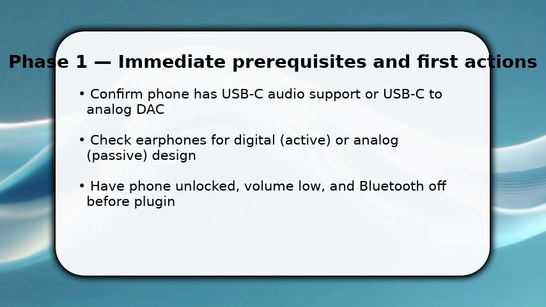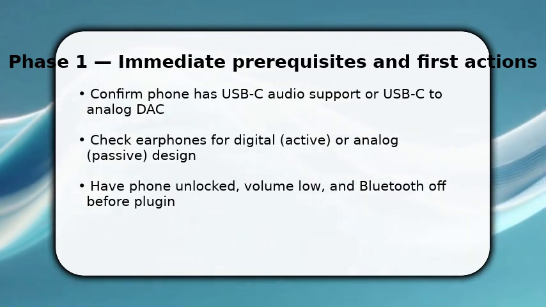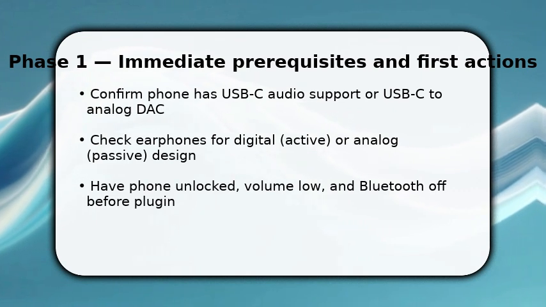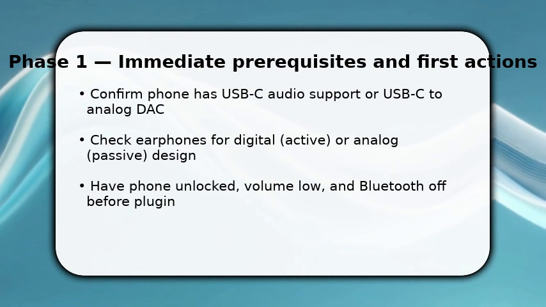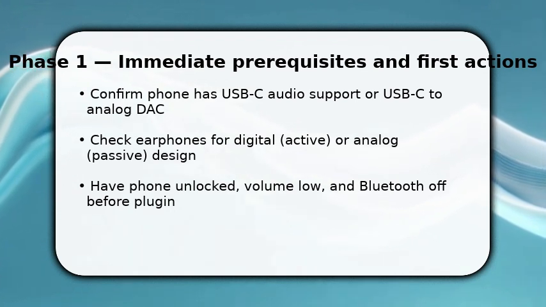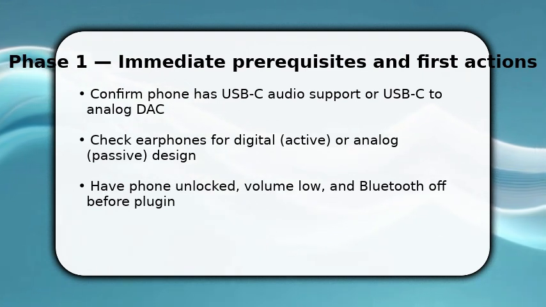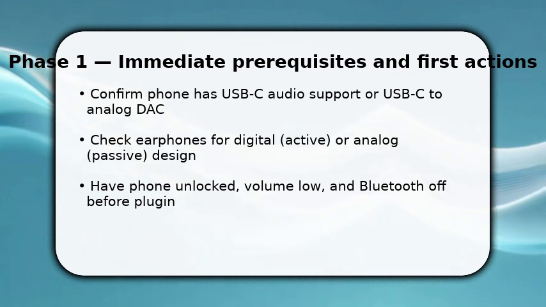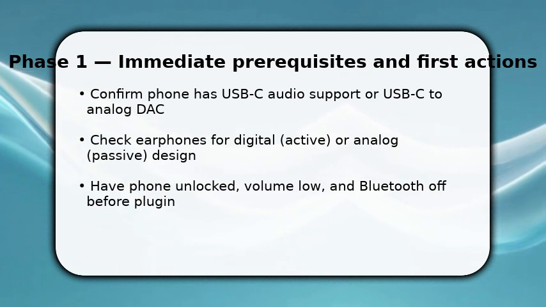You start by confirming that your Android supports USB-C audio. Many phones handle digital audio over the port while others need a DAC. Once done, inspect the earphones. Active USB-C models contain electronics. Passive adapters convert analog. Make sure your phone is unlocked, Bluetooth is off, and media volume is set low to avoid loud pops. Then plug the USB-C earphones gently into the port.